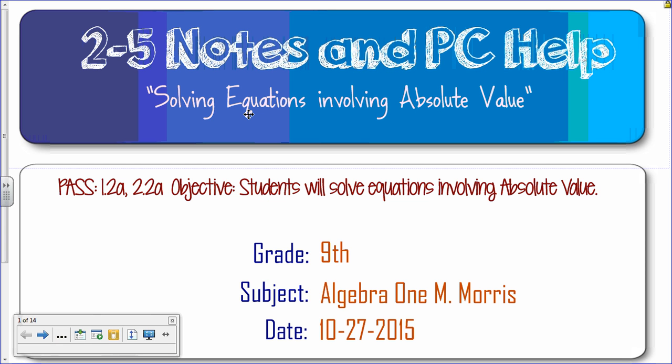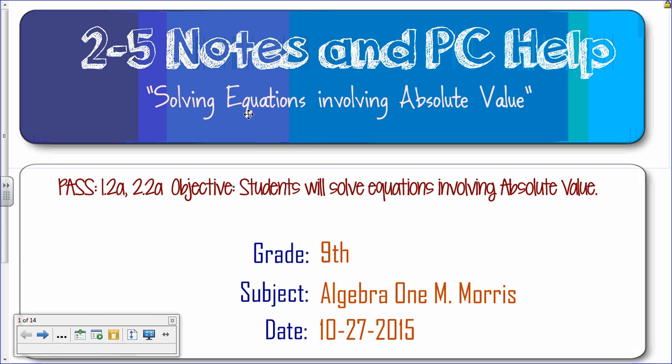Yeah. Make sure you write the standard down real quick: 1.2a, 2.2a. What is that? It's just a state standard. They give us an outline of basically the skills that you need to know prior to taking the test. So it's a good outline for us to follow as teachers.